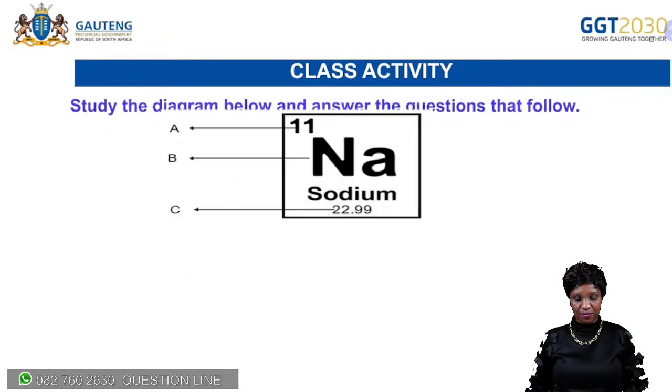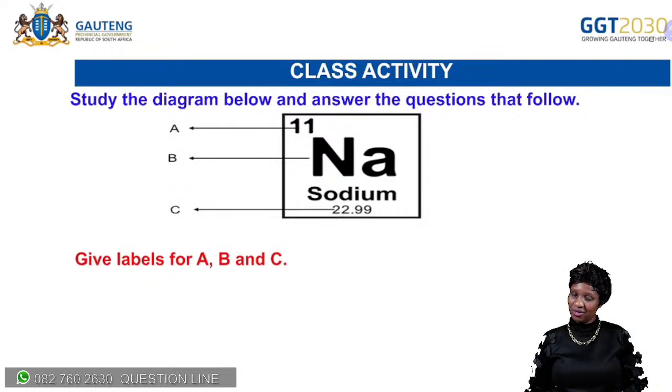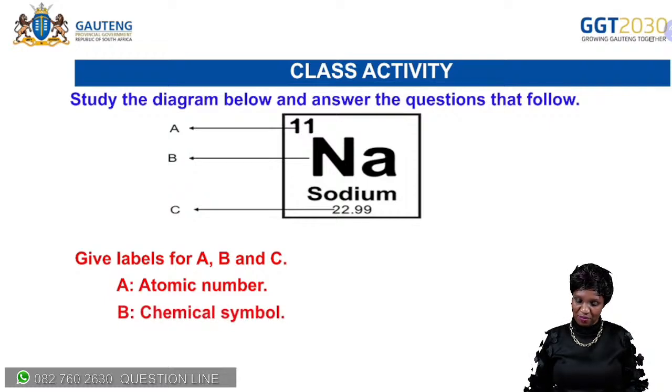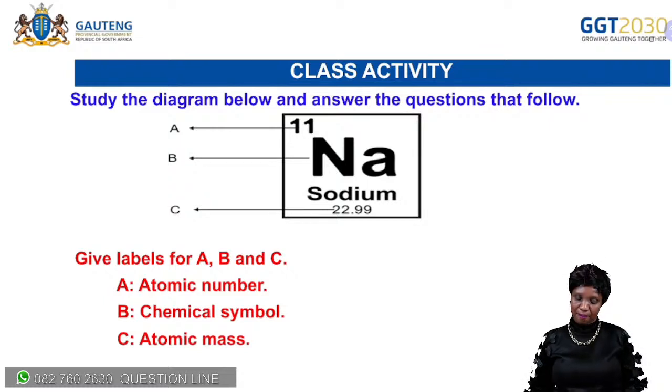And then start the diagram below and answer the questions that follow. These are the questions. Give the labels for A, B, and C. Let's look at A. This is the atomic number. What about B? This is the atomic name. That's a chemical symbol. And then we've got sodium, which is the name. And then we've got C, which is the atomic mass.